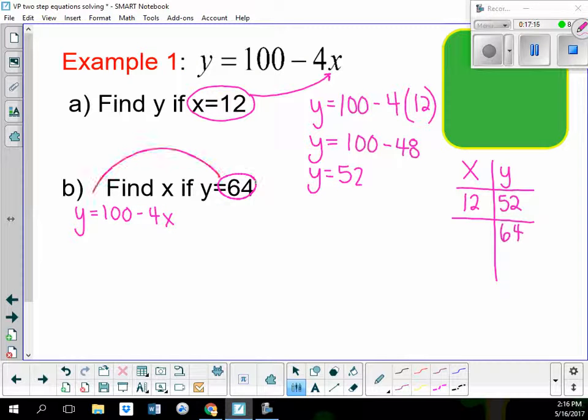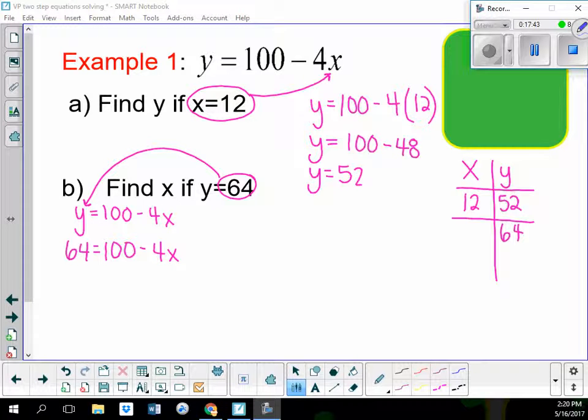So I have 64 is equal to 100 minus 4X. Okay? I would like for all of you to give a high five to someone you're seated next to, and I would like you to work with that person to figure out a way that you can solve for X.